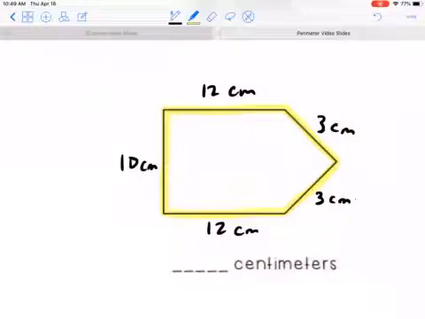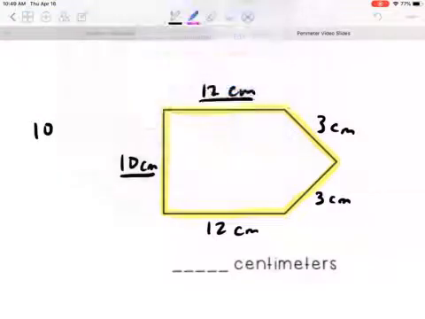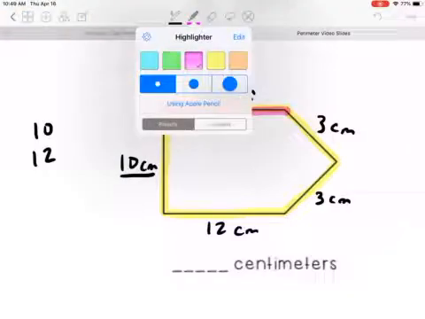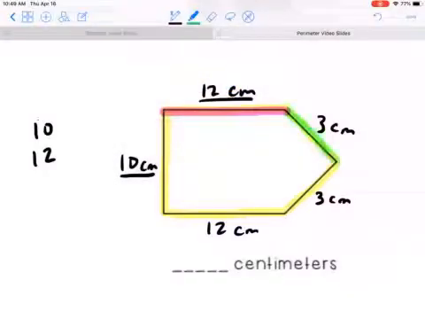So we're going to add all the side lengths up. You can find the perimeter of any shape, no matter how many side lengths there are, as long as it's a polygon. All the side lengths are straight and they're all connected. So let's just go around. I'm going to make a list here. So 10, 12. If you want to use a different color to track and make sure you've got it written down, 12. And then there's 3. That's the same length, so I'm going to use that again. 3.